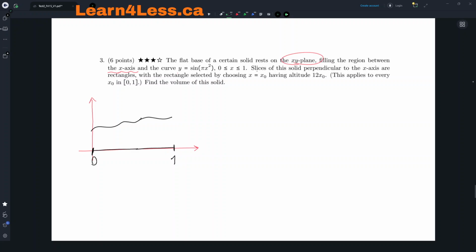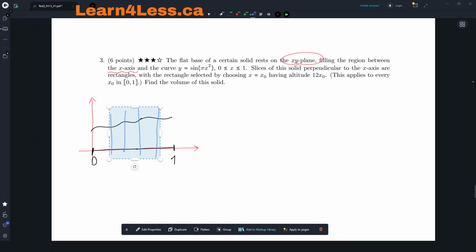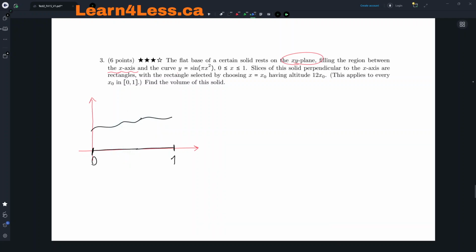And when they said you slice it perpendicular to the x-axis, which means in this way, wherever you slice that, you get, for example, you slice it at x equal to x naught, the altitude of that slice would be 12x naught. So this is the most important part to try to imagine how it looks like. So basically this region is what we see from the top view. This is the top view of this solid.